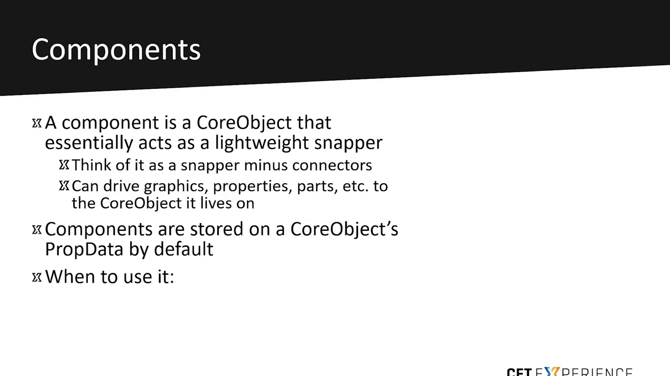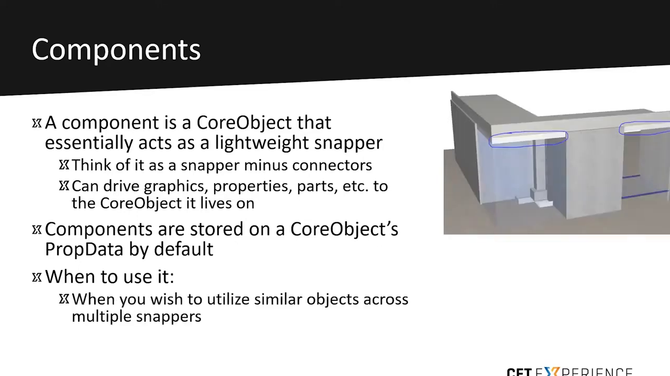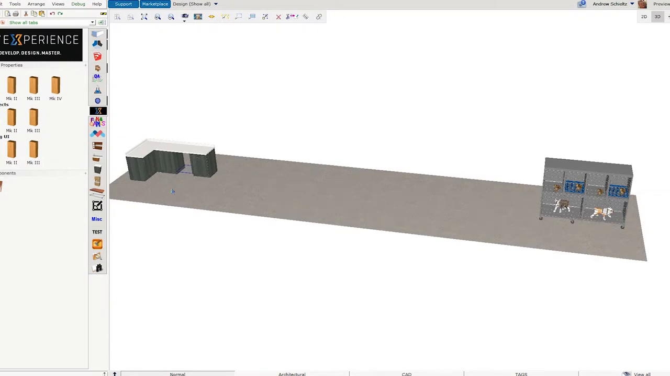So again, the difference between components and vessels is their use cases. When comparing the two, there are two specific use cases for components. The first one is if you want to utilize similar objects across multiple snappers. In the example that I have shown here, I'll just jump over to code to explain it a little bit better.